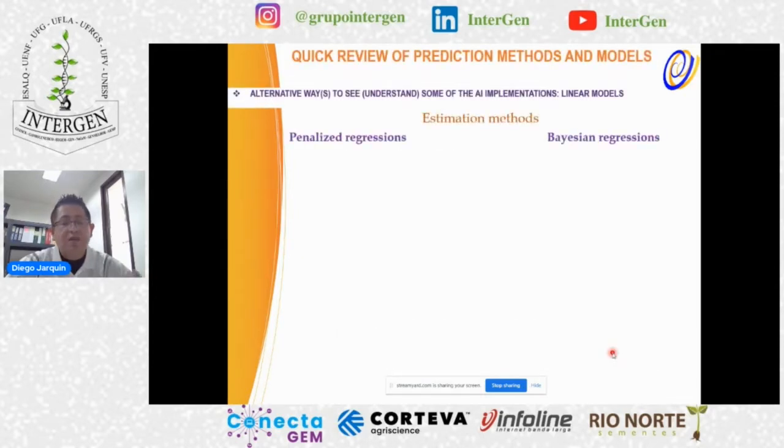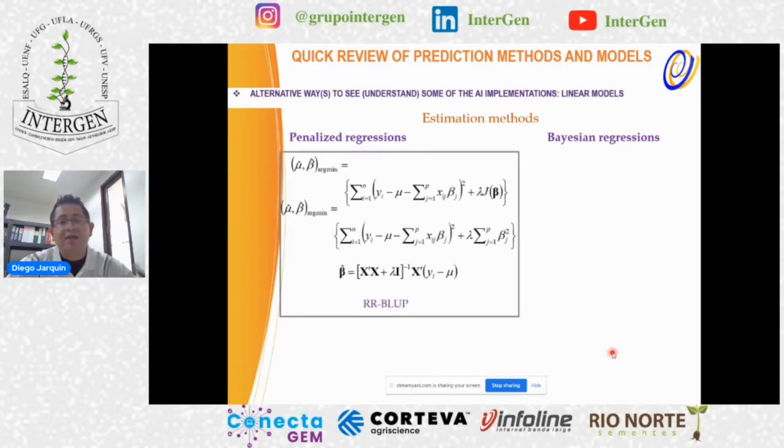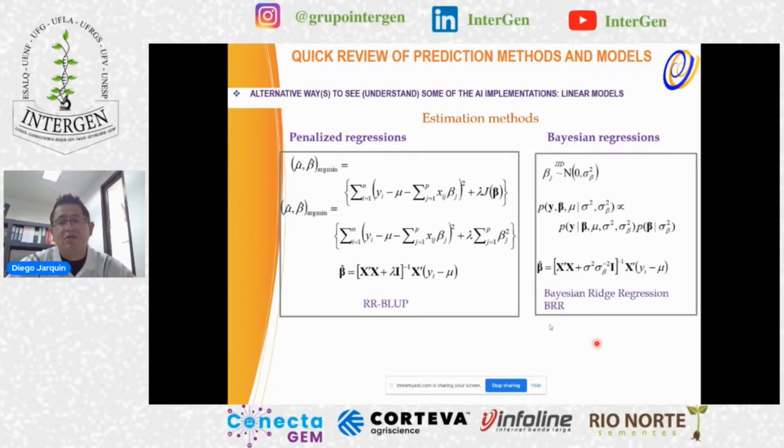So here again, when we are thinking about the alternative ways to understand these AI implementations, we have penalized regressions and the Bayesian regressions. And we said that here we can get the lambda parameter given the penalized regressions, or we can also obtain, using the Bayesian approach, indirectly this regularization parameter as the ratio between the variance components of the error and the variance components of the effect of the markers. So we have prior distributions for each one of these. So we can get directly or semi-directly this lambda value.